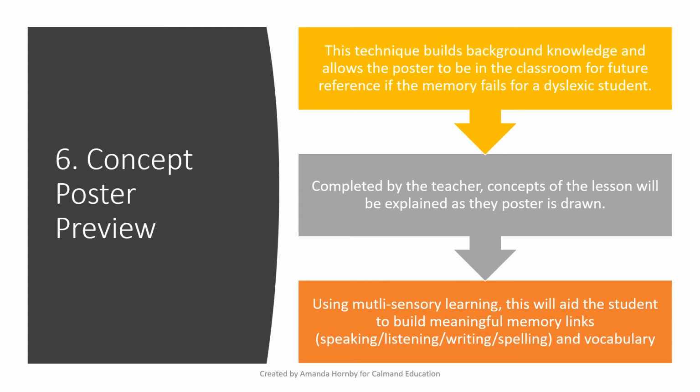Okay, so activity 6, concept poster preview. This is a really good technique to help with the memory skills of the student. So it helps to build the background knowledge, and it allows the poster to be in the classroom for future reference if the dyslexic student comes into the next lesson and has forgotten what they did the previous lesson.